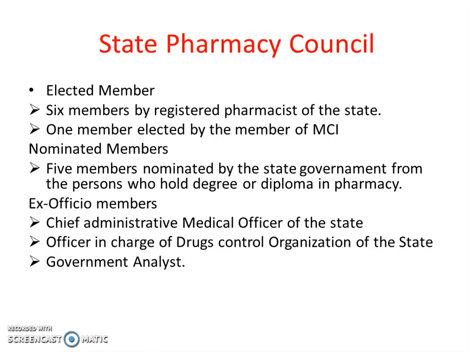The constitution of the State Pharmacy Council: the elected members include 6 members elected amongst themselves by the registered pharmacists of the state, and 1 member elected by the members of the Medical Council of the state amongst themselves. Nominated members include 5 members nominated by the state government, of whom at least 3 shall be persons possessing a prescribed degree or diploma in pharmacy, pharmaceutical chemistry, or a registered pharmacist.